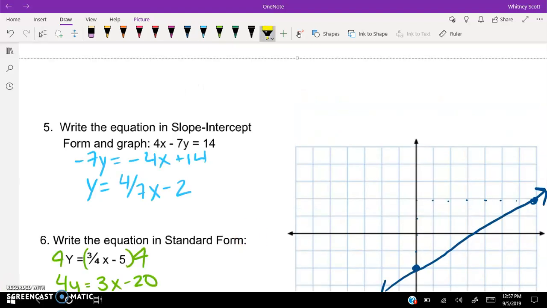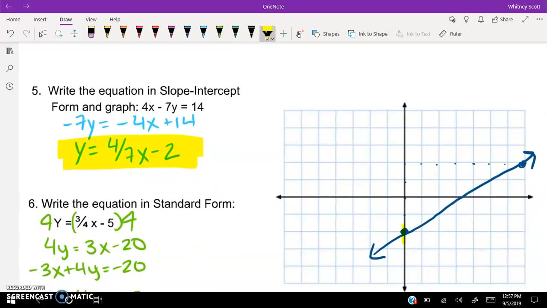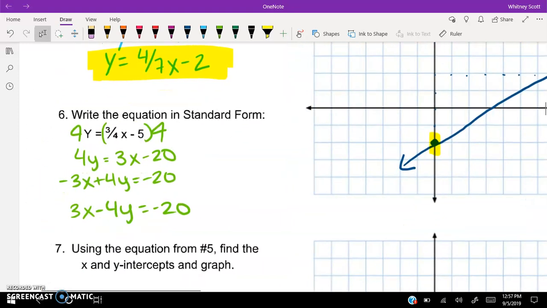So number 5, I solved for y, and there's my slope-intercept equation. I started down here at the intercept, counted up 4 and over 7. Don't forget, I would expect you to use a straight edge to draw your straight line, and of course we'll have to have arrows on the end. You could have done this in a different order. I started by multiplying everything by the denominator to cancel it out, moved my x and y to the left, but my x had to be positive, so I changed all the signs, and there's my standard form.